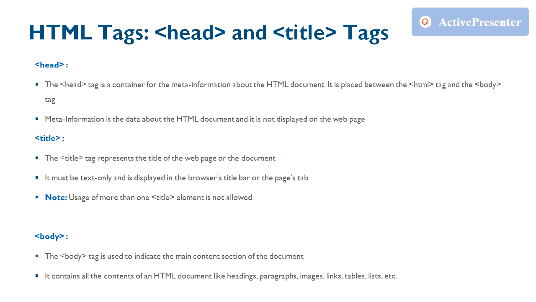Now, after the head element, we have the body element. The body tag is the main content section of the document. It contains all the contents of an HTML document which you see on the web page. For example, the headings, paragraphs, images, links, tables, lists, everything that you want to be shown on the web page goes inside the body. So do not put your content outside the body. Put everything inside the body.